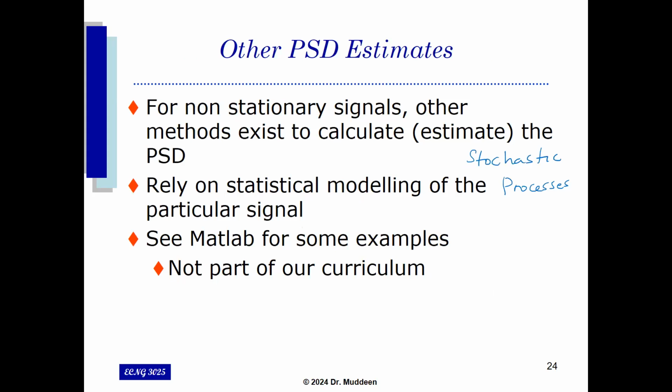But if the signal starts to vary too much, then we're not going to be able to apply what we have. And there are whole other sets of ways of estimating the spectral density that are not part of this course. But if you go into the MATLAB help file and look under spectrogram and then periodogram, you're going to see a number of examples that you can just follow through. You can change the values there and see what happens. But they're not part of our curriculum at this point in time.